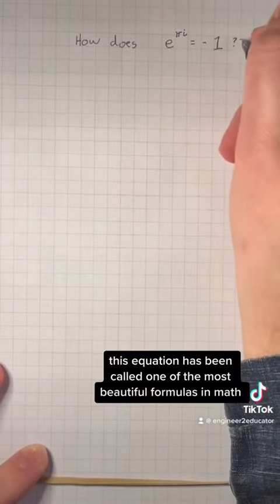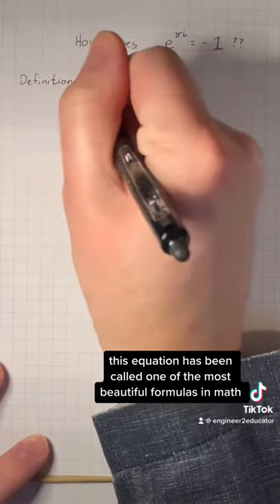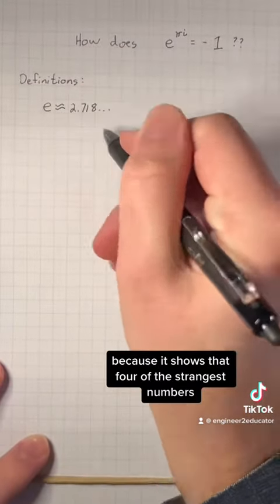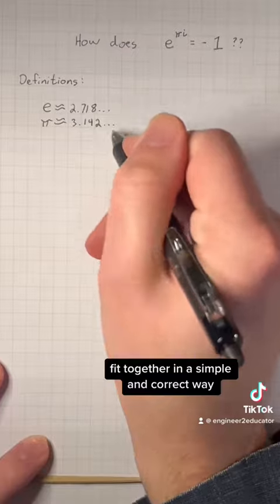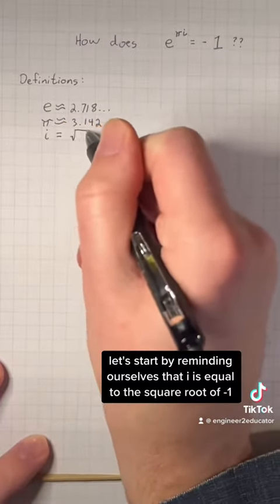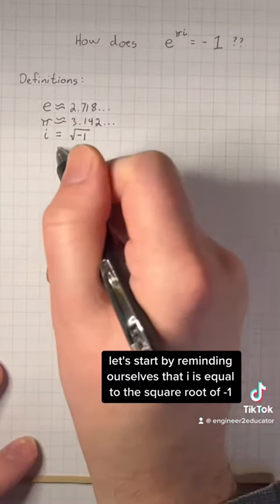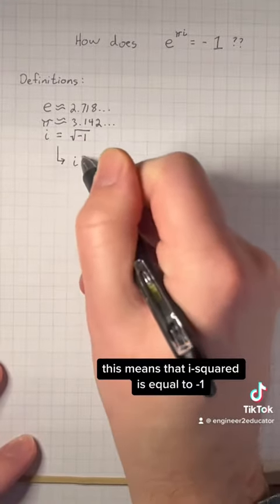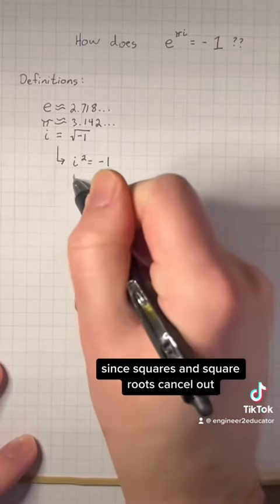This equation has been called one of the most beautiful formulas in math because it shows that 4 of the strangest numbers fit together in a simple and correct way. Let's start by reminding ourselves that i is equal to the square root of -1. This means that i squared is equal to -1 since squares and square roots cancel out.